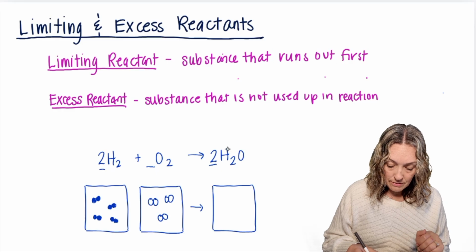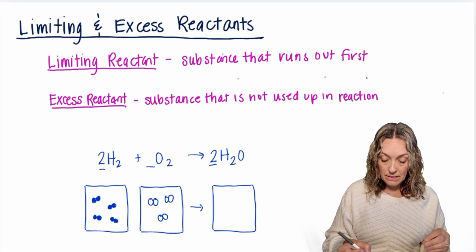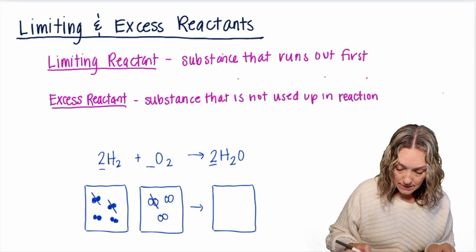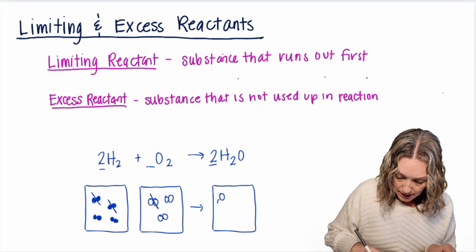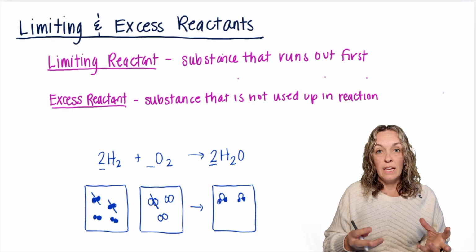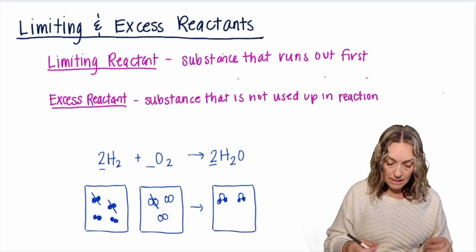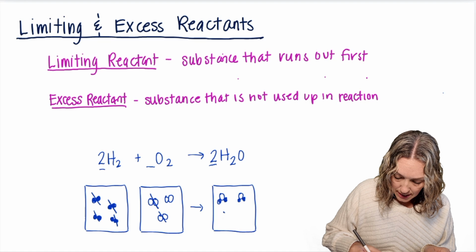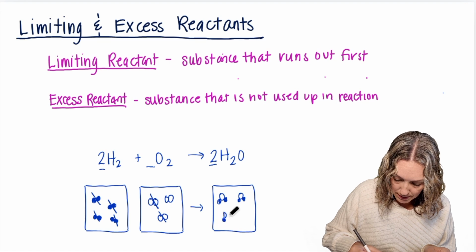Water consists of 2 H's bonded to 1 O. If I take 2 hydrogen molecules and 1 oxygen molecule, I can make 2 water molecules. Now, there's still extra hydrogen and oxygen as reactants, so I can keep going and make more water. I'm going to take 2 hydrogens and 1 oxygen, and I can make 2 more water molecules.